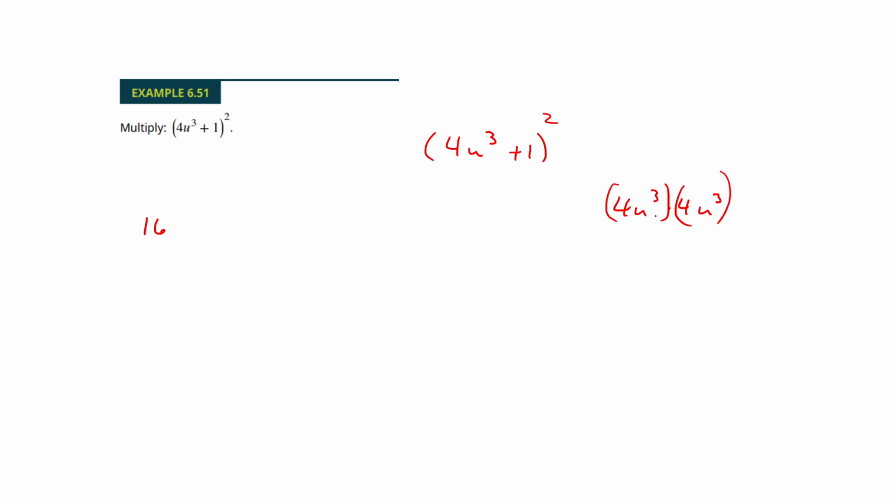These guys together. That'd be 16. I had 3 u's. I have 3 more u's. Remember, we add that up. So I'd have 16u to the 6th. Now you square the back. 1 squared is still just 1. Now multiply these together. I get 4u to the 3rd. Now, but there's 2 of them because it's the middle. So I'd have 8u to the 3rd.